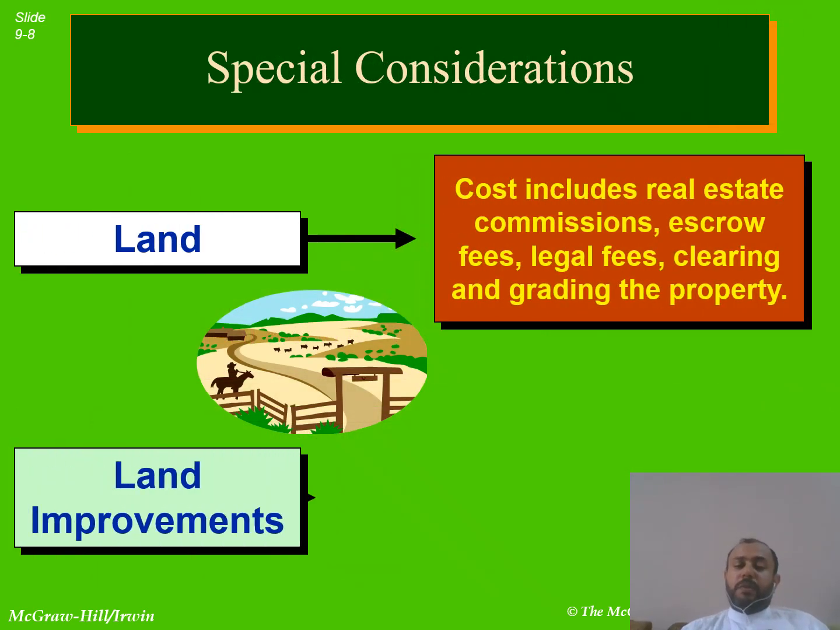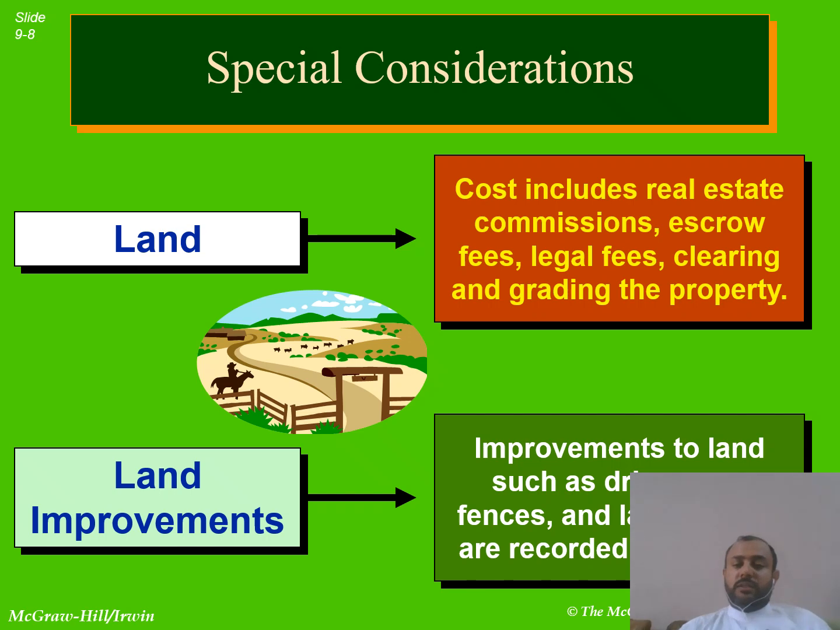And when we purchase some building, land and building, so land we will deal with in a different account, and any improvements, a fence, a building, a landscape, would be treated separately. As I have just said, real estate commissions, fees, legal fees, clearing and grading the property, all kinds of taxes or fees would be added in the price of land.